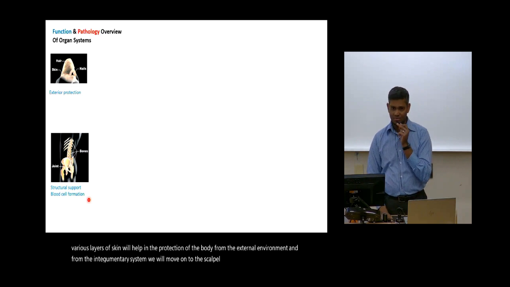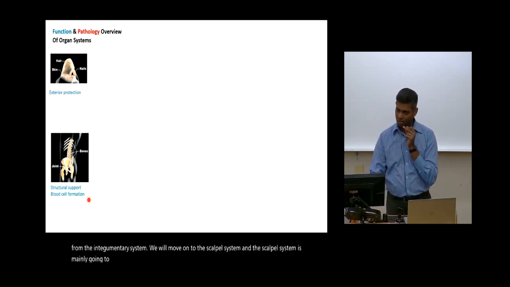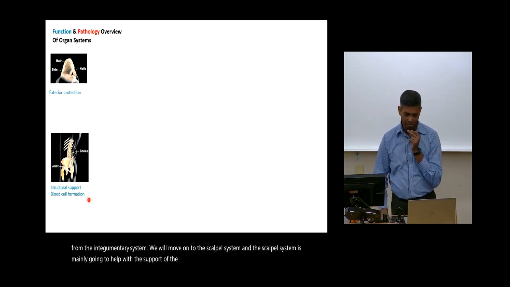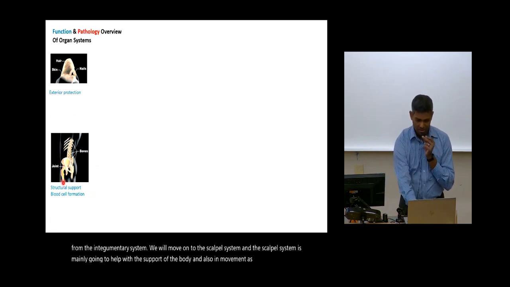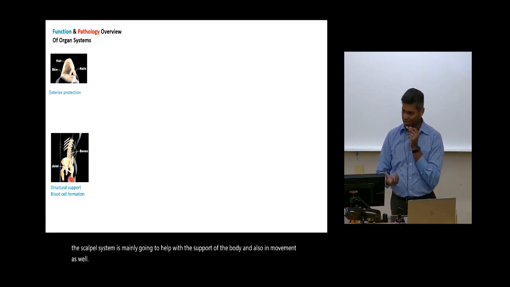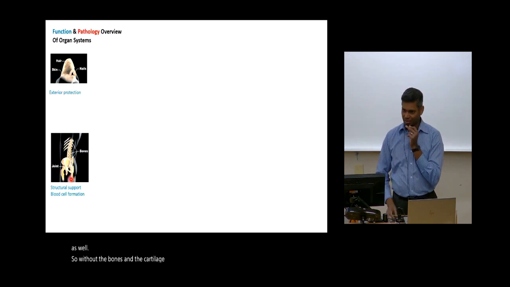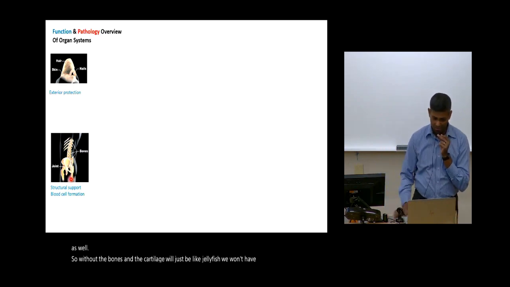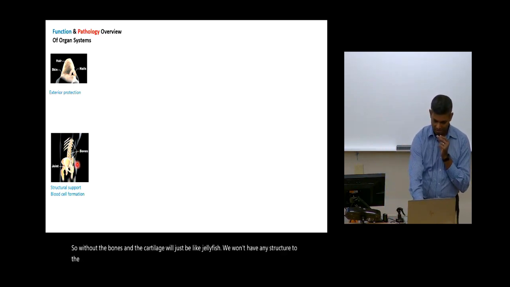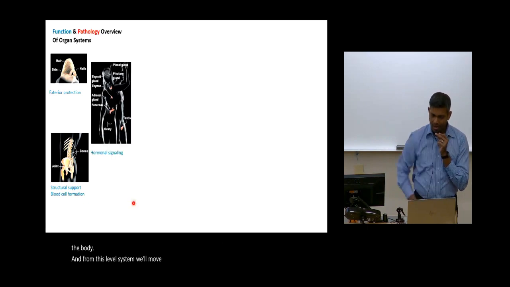And the skeletal system is mainly going to help with the support of the body and also in movement as well. So without the bones and the cartilage, we'll just be like jellyfish. We won't have any structure to the body. And from the skeletal system, we'll move on to the endocrine system.